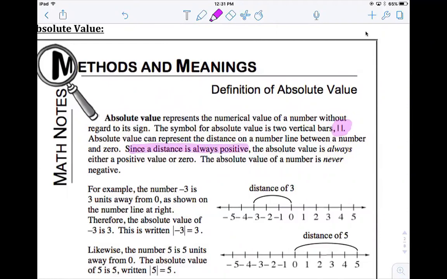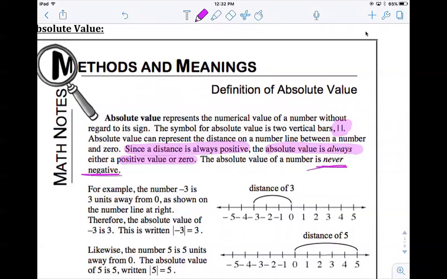Since distance is always positive, this is very important. Distance is always positive, so the absolute value is always positive or 0. The absolute value of a number is never, ever, ever negative. So when you think about distance, think about traveling. Let's say you travel to Maryland to visit somebody, or maybe you're going to Ocean City, Maryland, and you're going south. That doesn't mean you're going negative miles since you're going down. Distance is always positive. So even though you're going south or going down, it's still going to be positive miles.